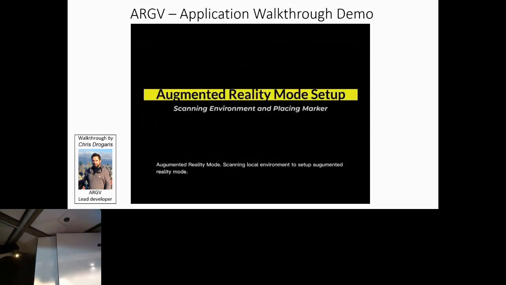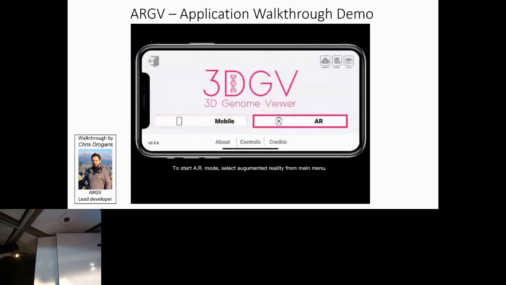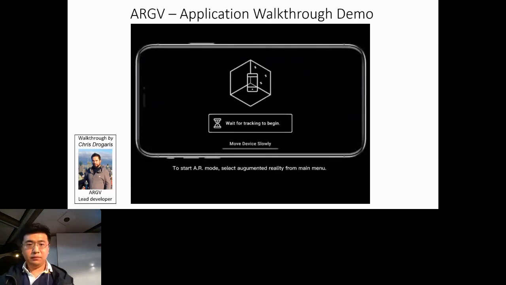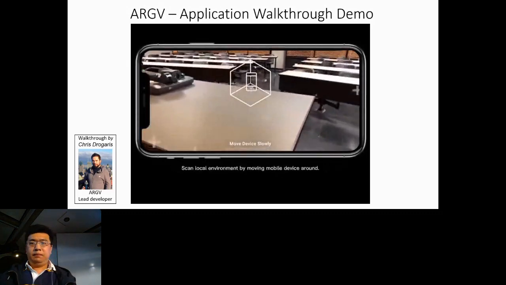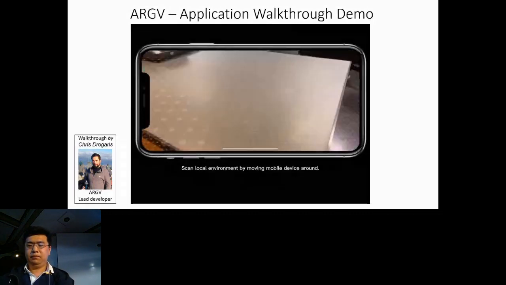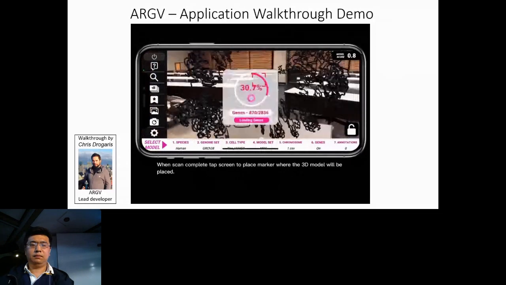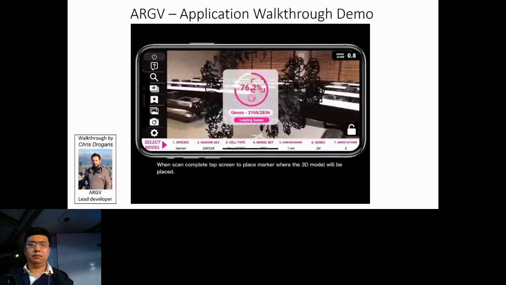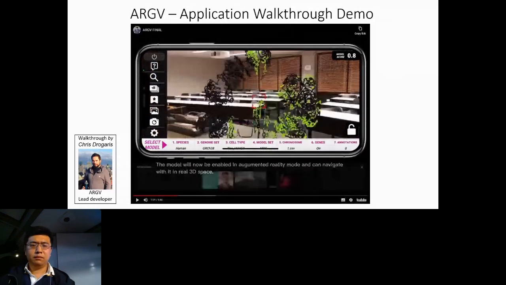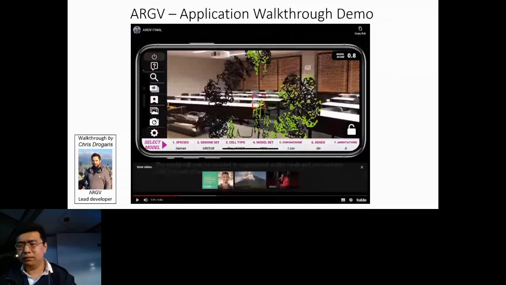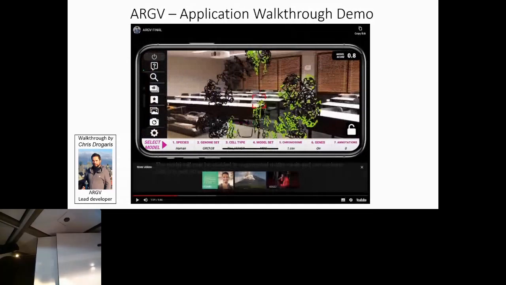Augmented Reality Mode. Scanning local environment to set up Augmented Reality Mode. To start AR mode, select Augmented Reality from the main menu. Scan the local environment by moving the mobile device around. When the scan is complete, tap the screen to place a marker where the 3D model will be placed. The model will now be enabled in augmented reality mode and you can navigate with it in real 3D space.